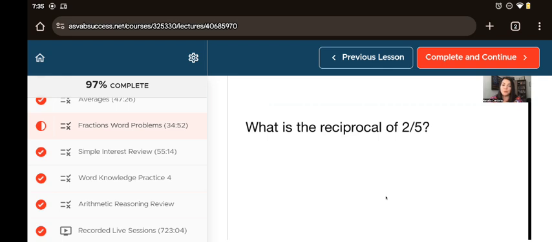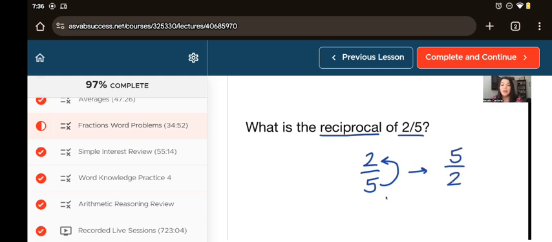So I want to start us off with reciprocals. What is a reciprocal? A reciprocal is a flipped fraction. So whenever we see this word reciprocal, and you probably will see it on the PiCAT or ASVAB, what it's asking you to do is flip the fraction over. So this fraction here, 2/5, is easy to flip over. This becomes 5 over 2.